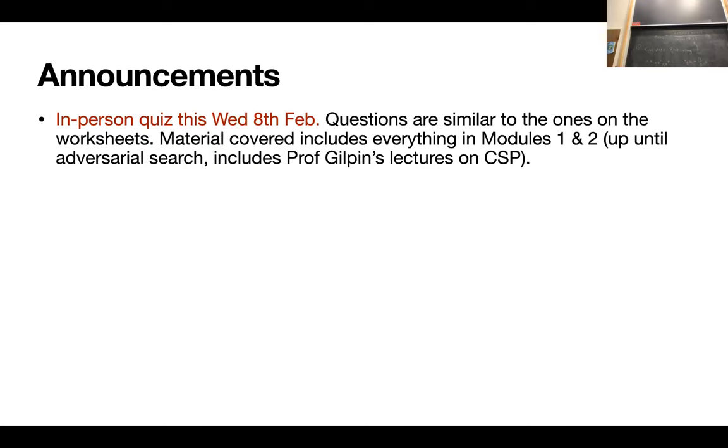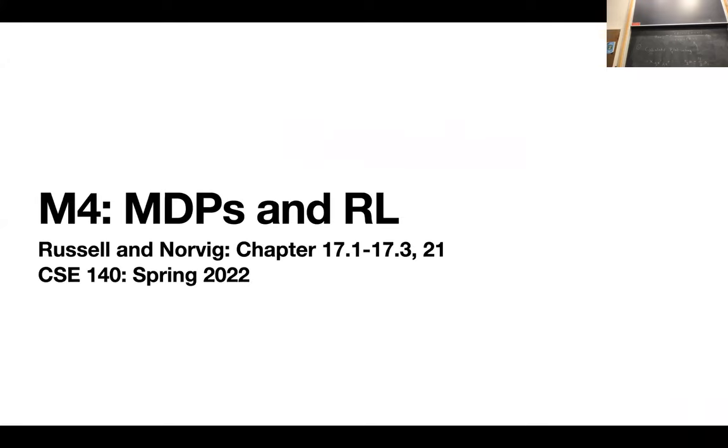Modules 1 and 2 include everything up until and including Professor Gilpin's lectures. We started adversarial search, that's module 3, M3. I put it on the slide. This is M4, for example, we're already in module 4. So use this sign, M1 and M2. Those are the lectures that will be in modules 1 and 2. In the next quiz, we'll cover also modules 3 and 4. So we'll have another quiz later on those. Any other questions?